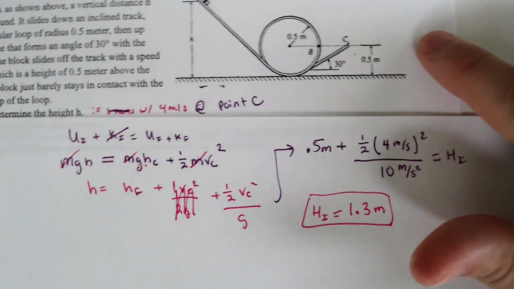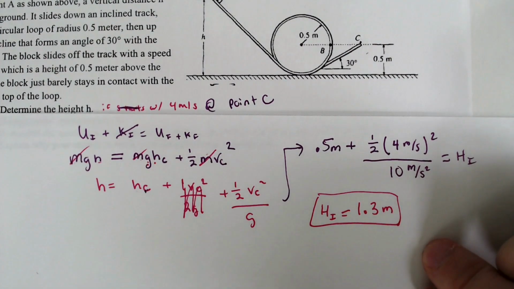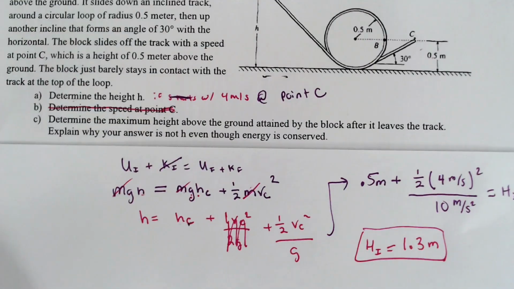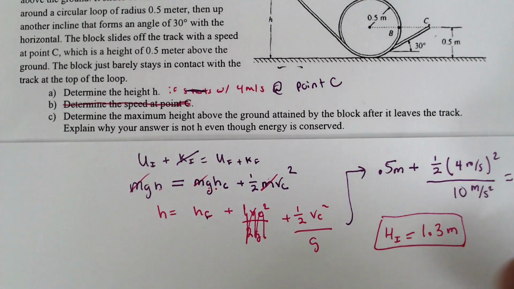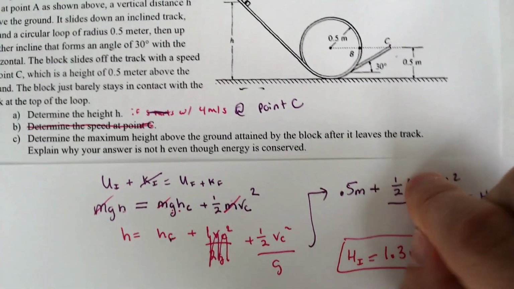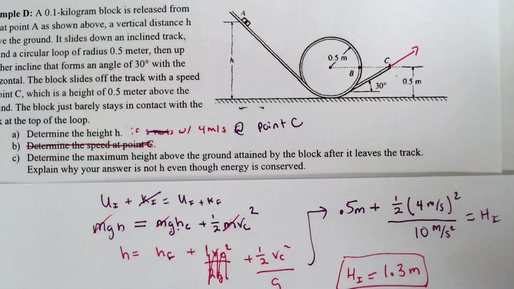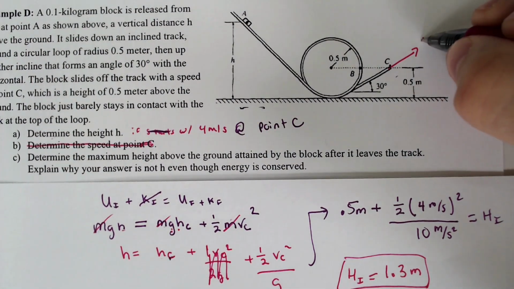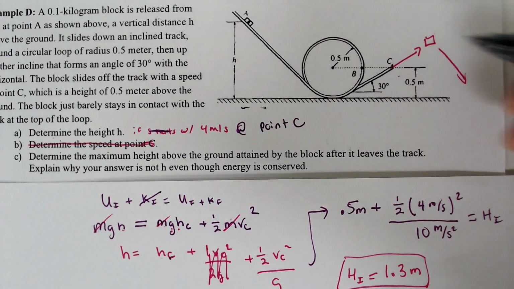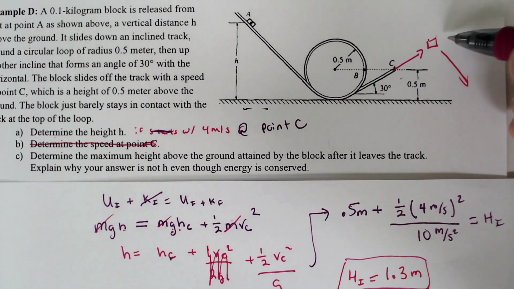Okay, so that is part A. Part A is the easier part. Part B, I scratched off. Part C is the main reason for me making this loop-de-loop video. Determine the maximum height above the ground attained by the block after it leaves the track. So this block is, woo, shooting off this track. And we want to know what is the max height on its way down. So it's going to kind of do a parabolic shape. What is that max height?